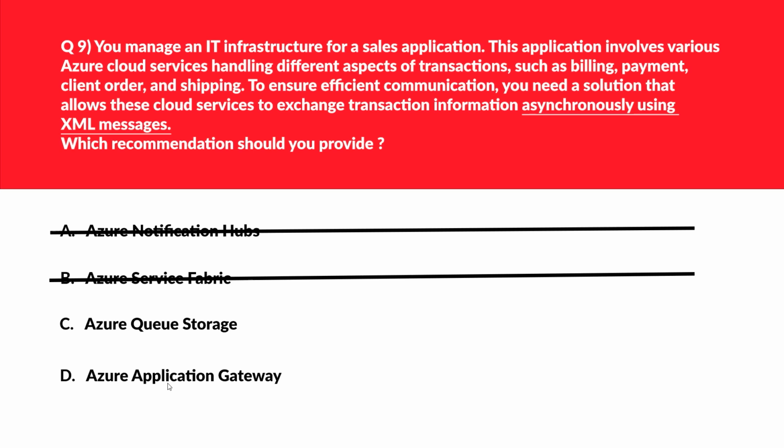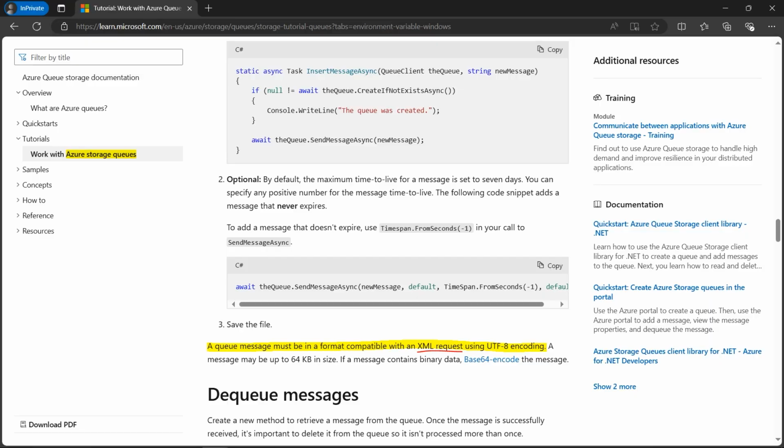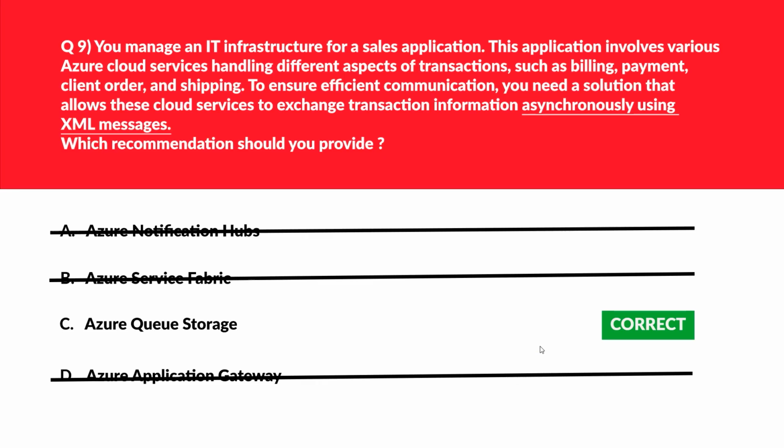D says Azure Application Gateway. Azure Application Gateway is a load balancer for web applications and doesn't provide messaging capabilities, which is the essence of the question. Let's eliminate D. If we look at the official documentation under Azure Storage Queues, it's mentioned that a queue message must be in a format compatible with an XML request using UTF-8 encoding. We'll lock option C as the correct answer.